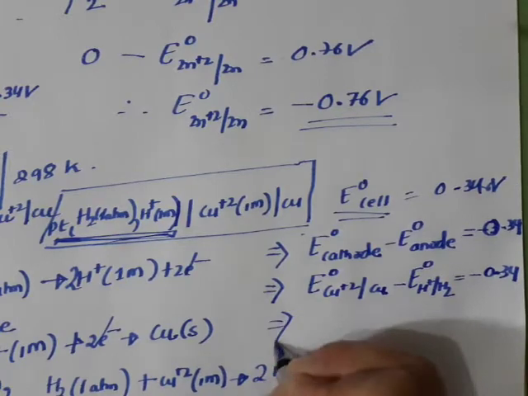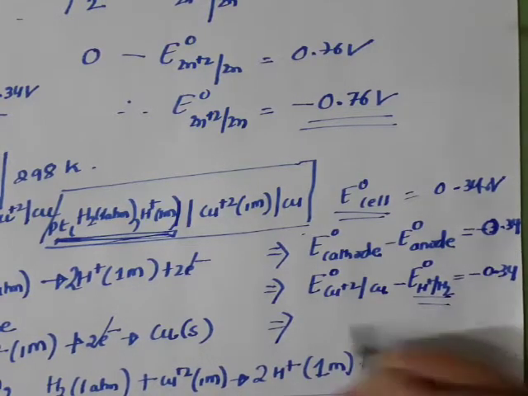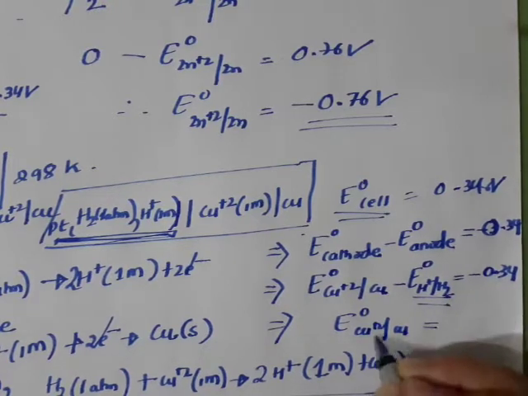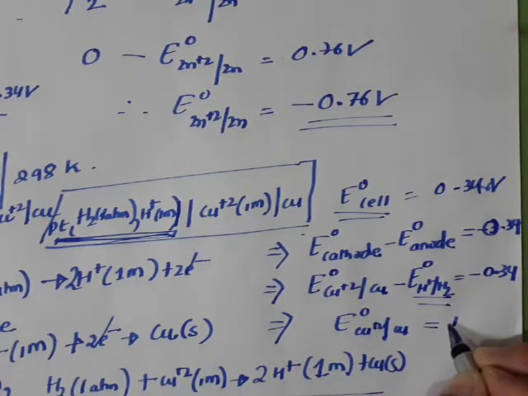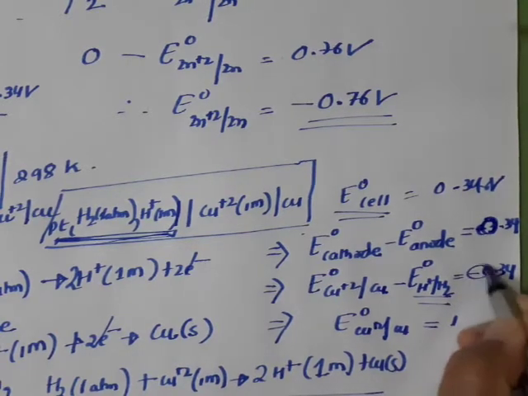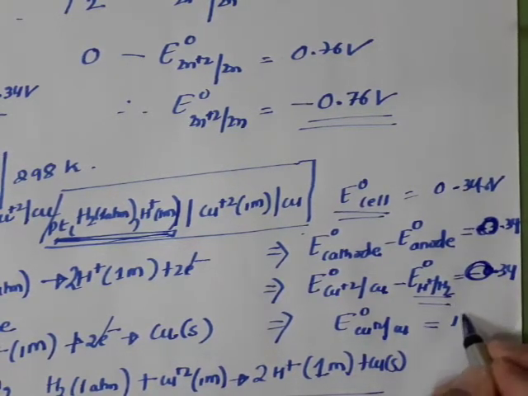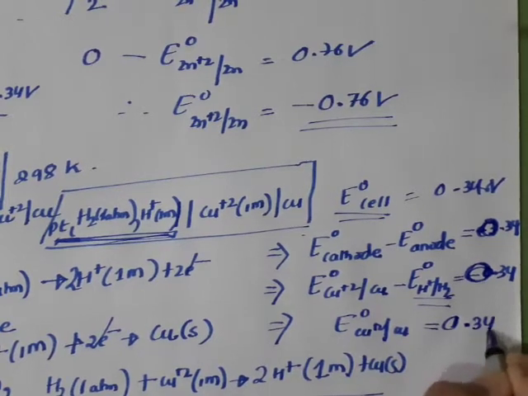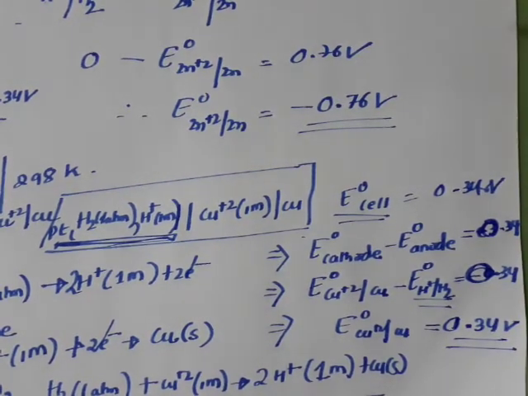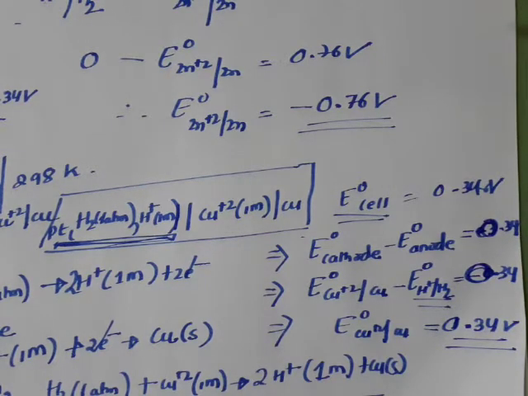Now we know the value of this as 0. So what is E naught Cu plus 2 to Cu? The standard electrode potential of copper is 0.34 volt. So this is how we can calculate the standard electrode potential of all the electrodes.